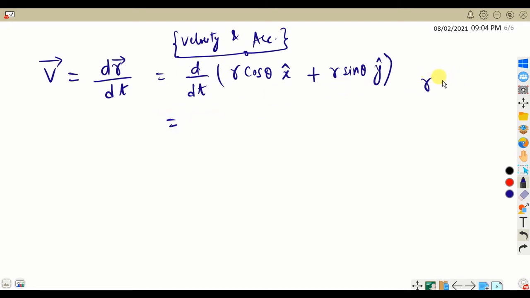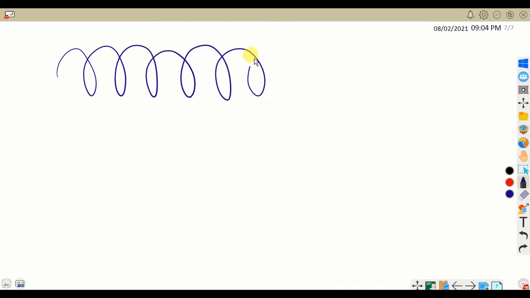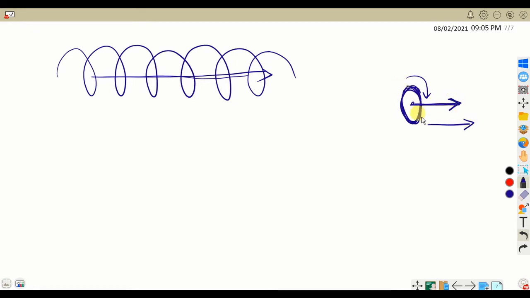In general r is also time dependent, and theta, as we have already told you, is again time dependent. Now you may ask how r can be time dependent. Well, there are several cases when the body is moving in a circular direction but also increasing in some particular direction. For example, you are riding a bicycle. The wheel is always going round and round, but you are going in the forward direction. So they have both motions, the motion in a straight line as well as the circular motion.